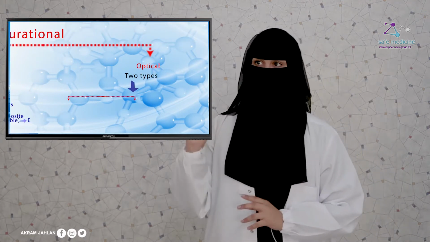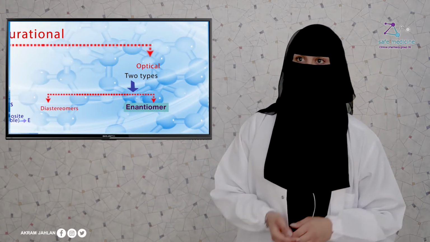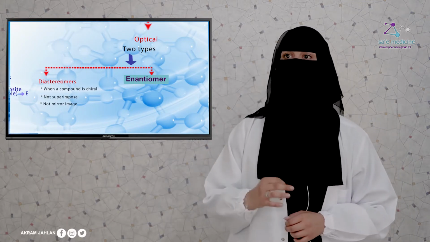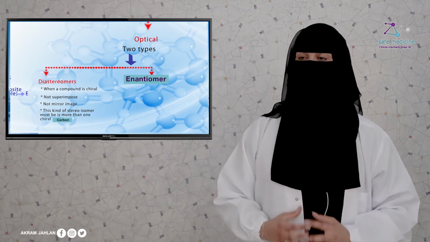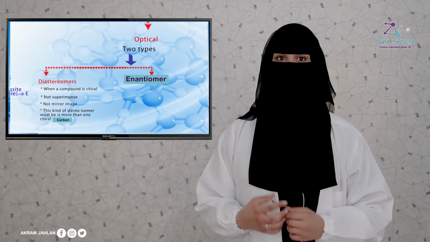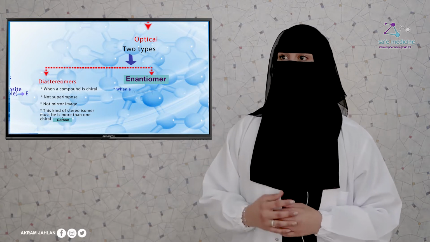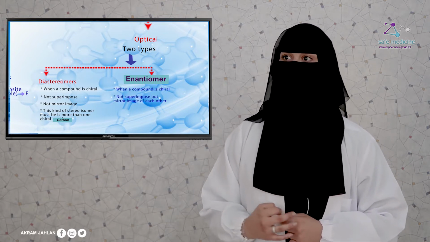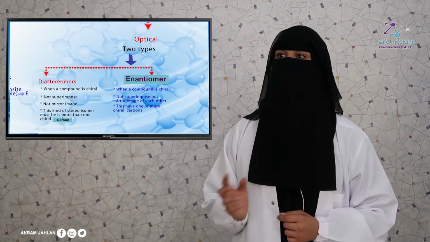Optical has 2 types: diastereomer and enantiomer. Diastereomer: when a compound is chiral, not superimposable, and not a mirror image. This kind of stereoisomer must have more than 1 chiral carbon. Enantiomer: when a compound is chiral, not superimposable, but a mirror image of each other. These have 1 or more chiral carbons.